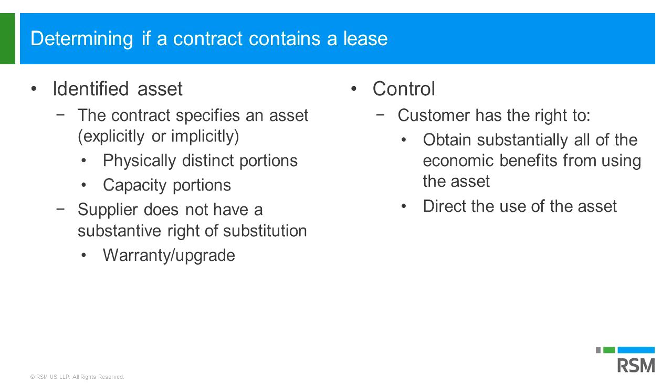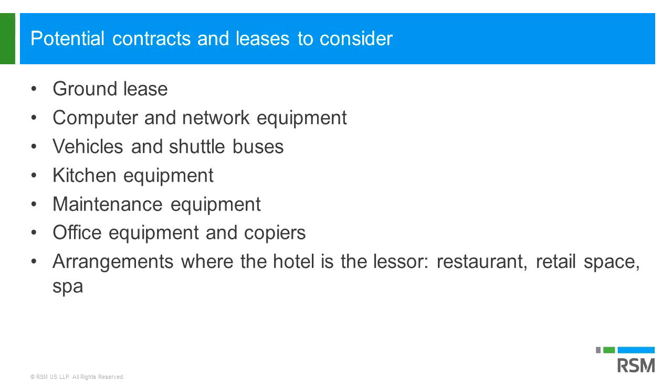There's a few different scenarios that we'll cover as we move forward to make sure that we're clear on what directing the use of the asset entails. Potential contracts and leases that should be considered for purposes of determining whether or not it is a lease: ground lease, computer and network equipment, vehicle shuttle buses, kitchen equipment, maintenance equipment, office equipment, copiers, arrangements where the hotel and or resort is the lessor, specifically restaurant space, retail space, spa operations.